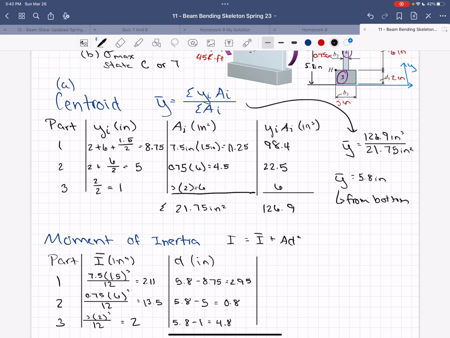Okay, now we multiply A times d squared. So we get, in inches to the 4th, 67.5, 2.9, and 138.2. All right, and then lastly we add 1 and 3 together.